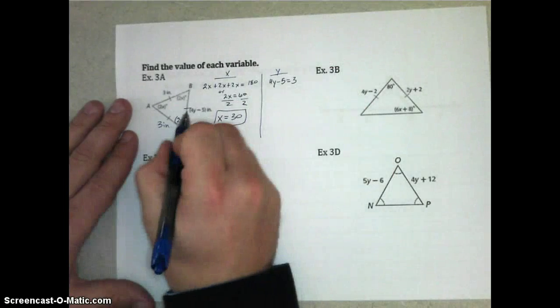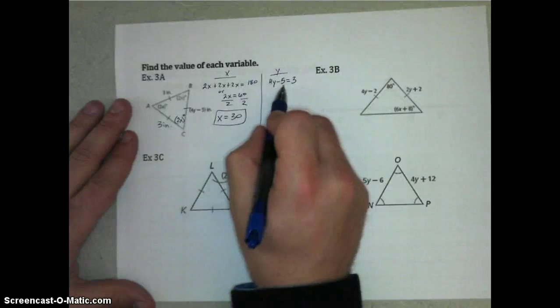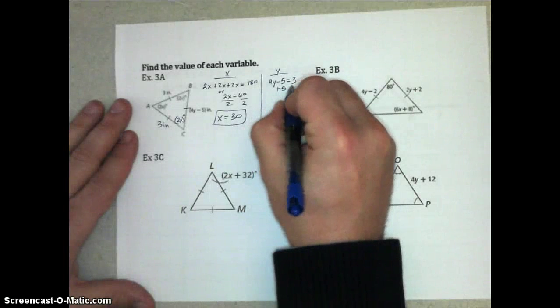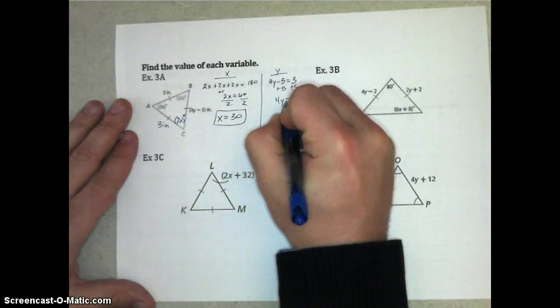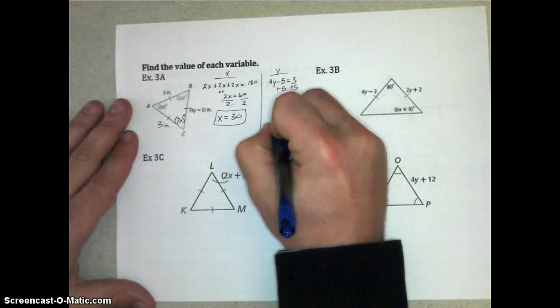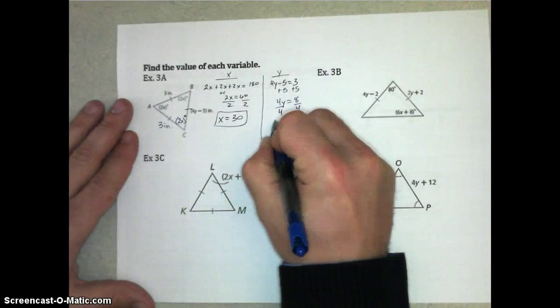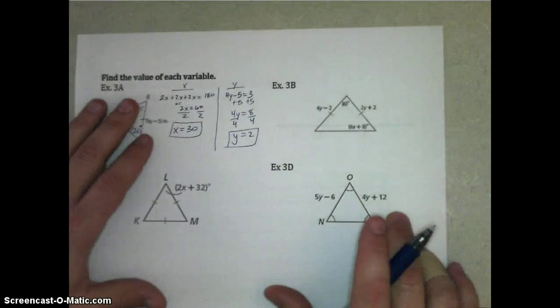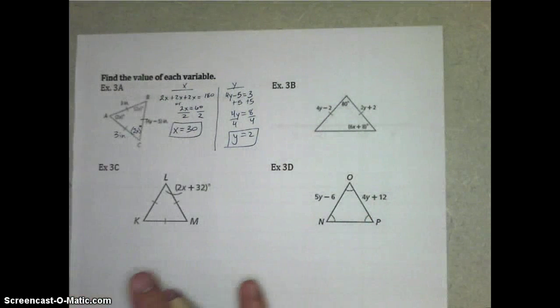And then we have this equation that all three sides are the same length, so 4y minus 5 does have to equal 3. So we just add 5 to both sides, divide by 4 on both sides, and y is 2. Why don't you try and do part B, and then check your answer when you are ready to go, push play.